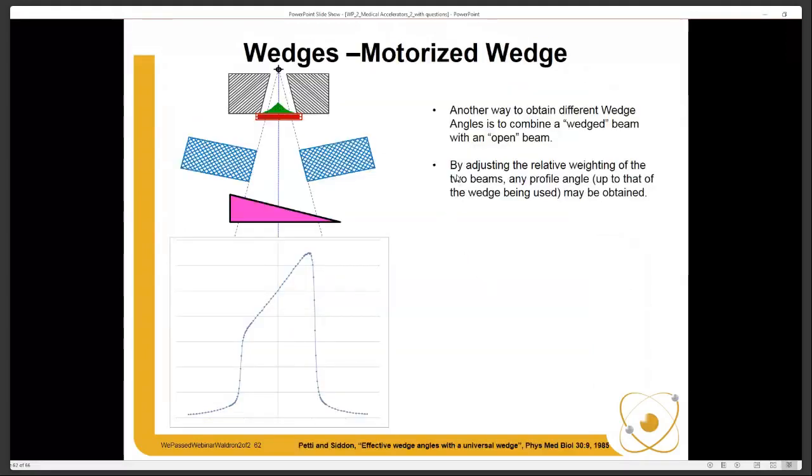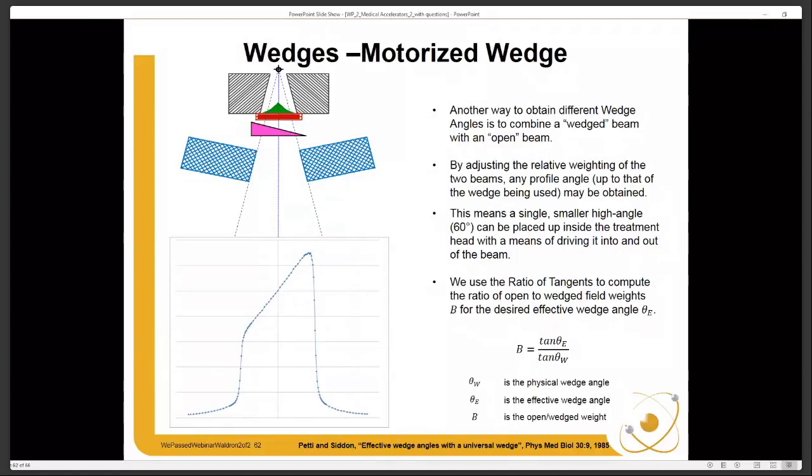Another form of technology with which we obtain wedge-shaped profiles is what we call a motorized wedge. We can just have a smaller wedge up inside the head of the machine that is the highest wedge angle we might want, say 60 degrees, and we can put that in the beam some of the time and then have an open beam delivery the rest of the time and use something called the ratio of tangents to obtain any beam angle we want up to the angle that corresponds to the wedge that we have in place.